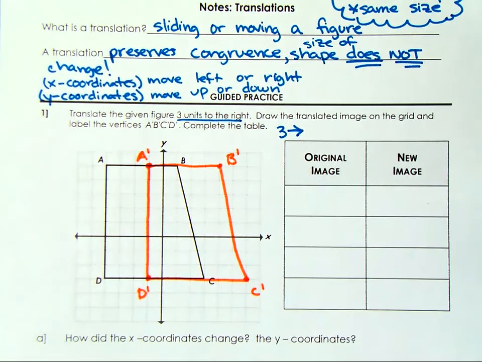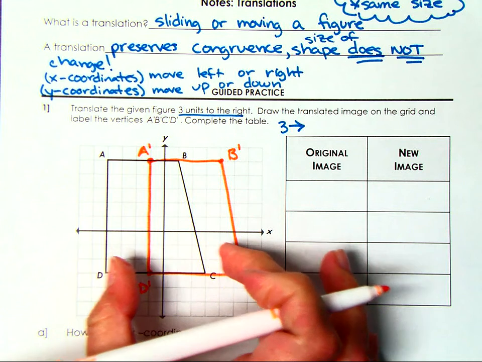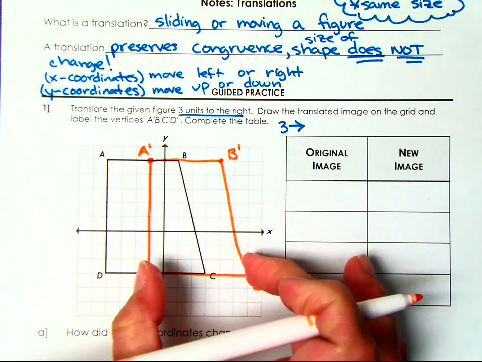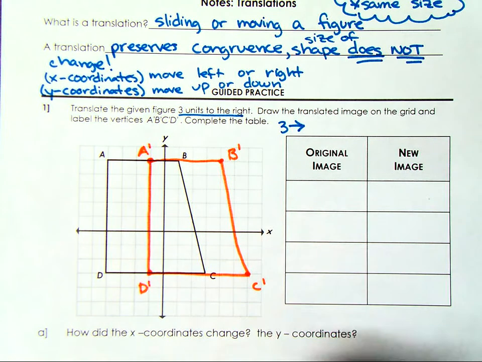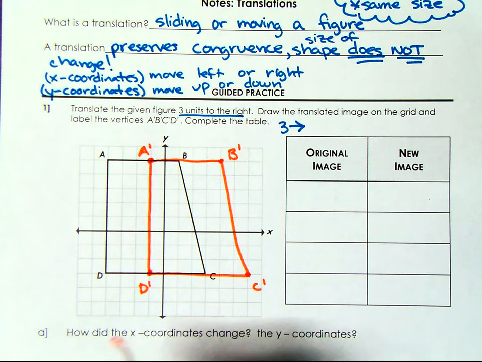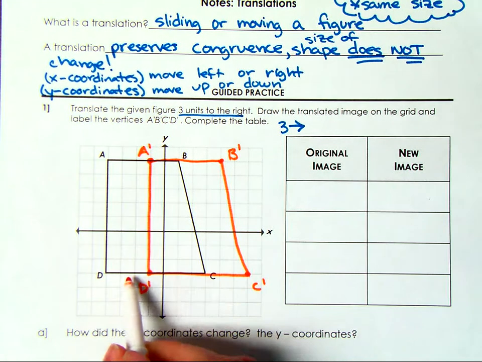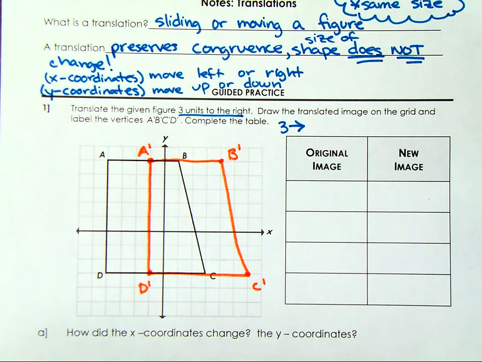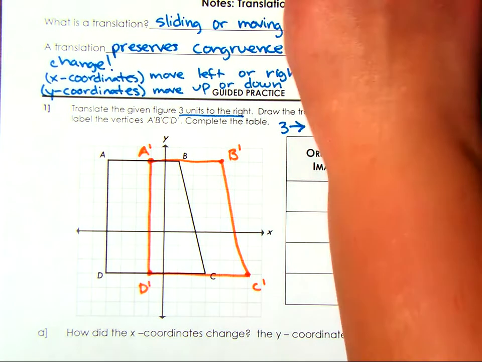Okay, so this shape has just been moved over. It's the same exact shape, this quadrilateral, same shape, same size. That's actually going to be a trapezoid because we have only 2 parallel lines that are the bases. So the original image, let's talk about that.